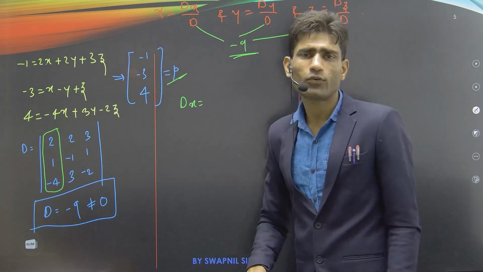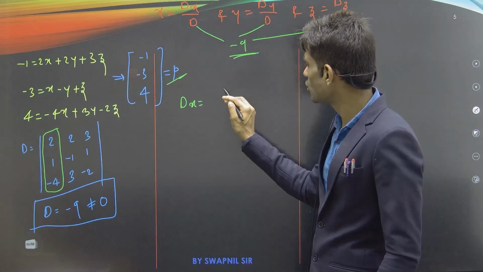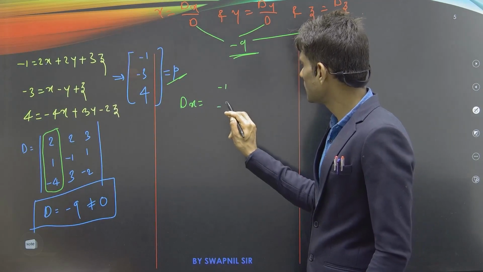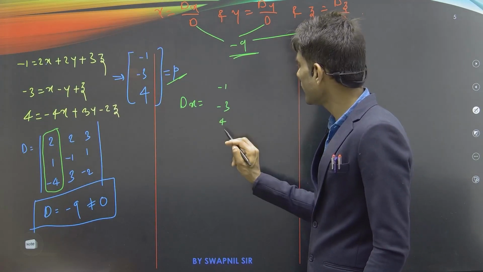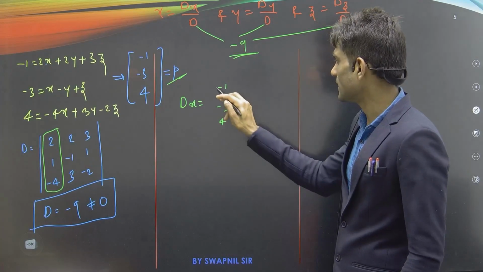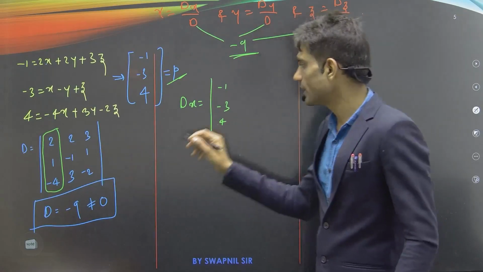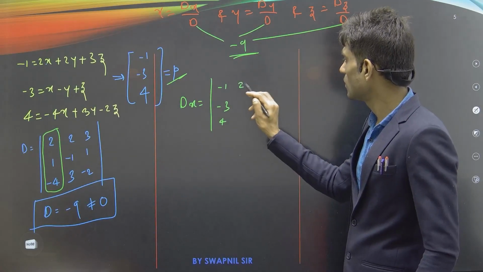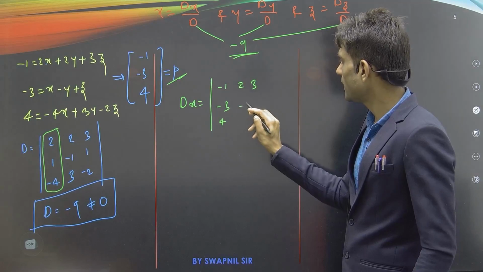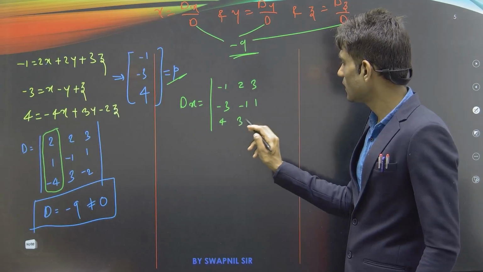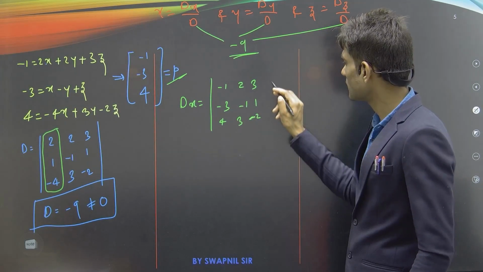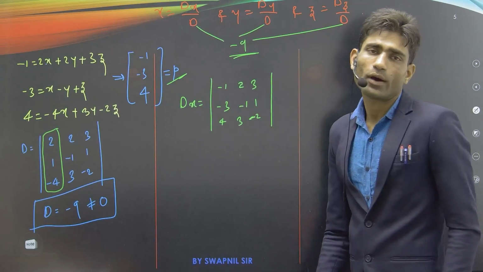Okay, for the first column, the x variable, we replace it with p. So replace it now with -1, -3, 4. This is the value for dx. The x value is replaced with p here, and the remaining two columns we keep as they are, 2, 3 and -1, 1, 3, -2. Yes, this is our determinant dx.